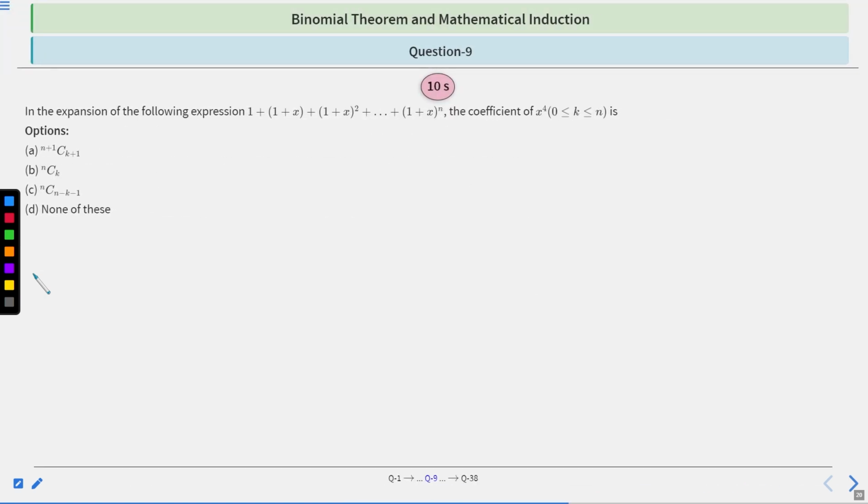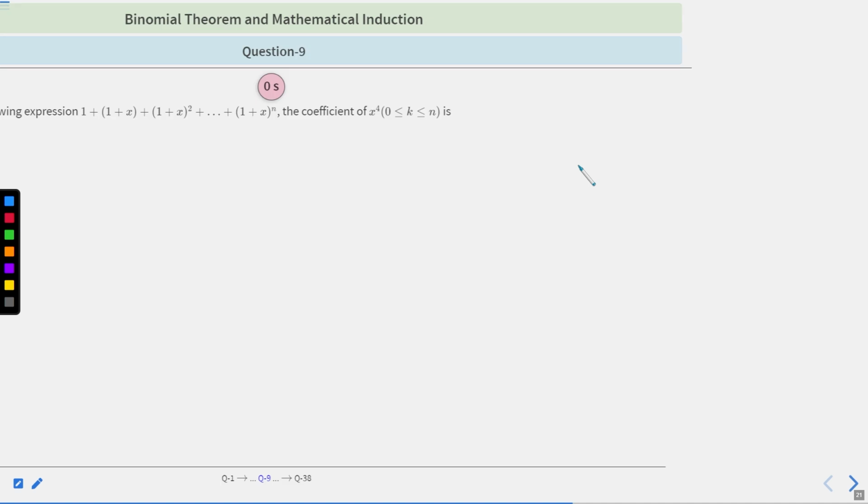Now let's move to the next question, question number 9. It says, in the expansion of the expression (1 + x) + (1 + x)^2 till (1 + x)^n, the coefficient of x^k, where k is between 0 to n, is. So you have 10 seconds again to solve this question. After 10 seconds, we will discuss the solution.